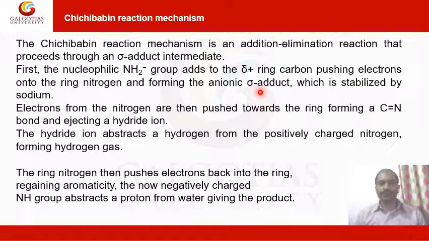So the mechanism of the Chichibabin reaction is an addition-elimination reaction that proceeds through a sigma adduct intermediate. First, the nucleophile, which is the amino group, adds to the alpha ring carbon, pushing electrons onto the ring nitrogen and forming the anionic sigma adduct, which is stabilized by the sodium. Since you are taking NaNH2, it will be stabilized by the sodium, which dissociates during the course of the reaction.